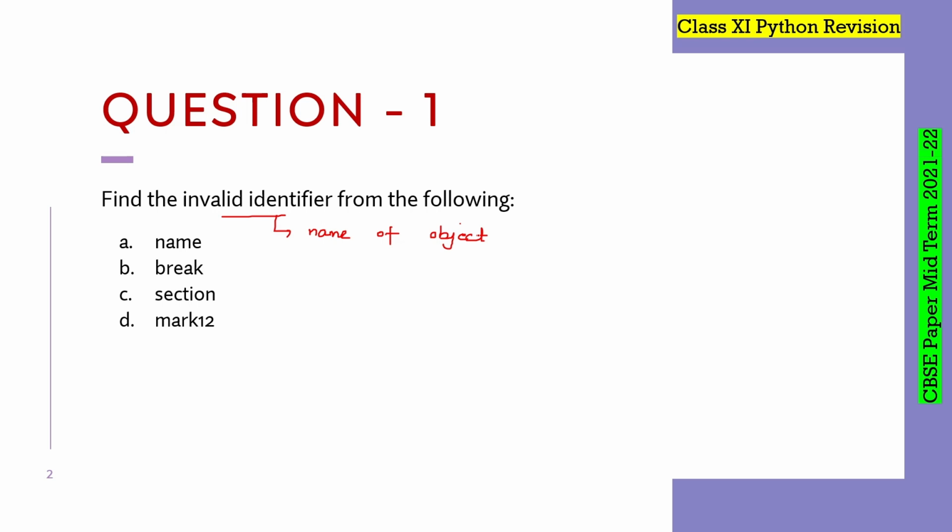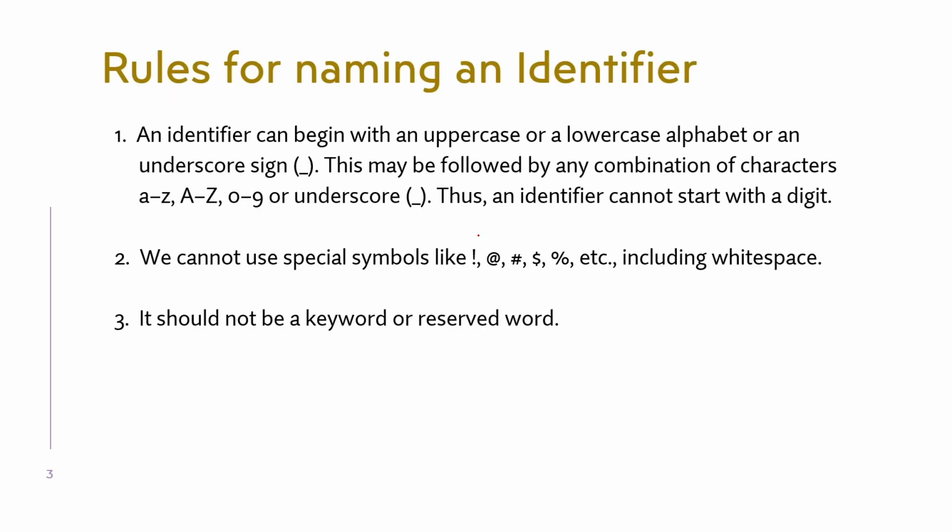Now let's take a look at these rules one by one. First, your identifier can start with either an uppercase alphabet, a lowercase alphabet, or an underscore sign. These identifiers can contain digits after starting with an uppercase, lowercase or underscore, but an identifier cannot start with a digit. Always remember that identifiers may contain digits but can never start with a digit. The second rule is that it cannot contain any special symbol other than underscore, and you cannot include white space either.